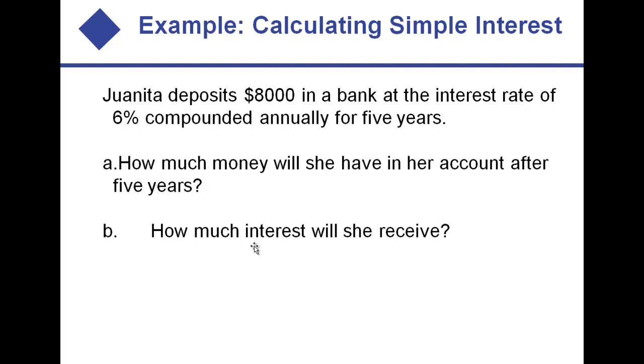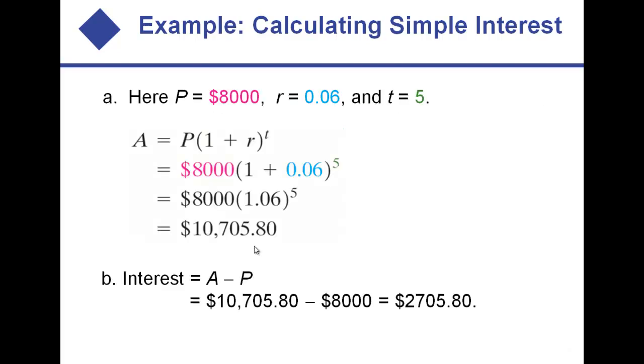So we've got 6% compounded annually for 5 years. How much money will she have in her account after 5 years, and how much interest will she receive? Plug it into this formula, and we get $10,705.80. That's the amount in her account. If we subtract the initial 8,000, we see that she got $2,705.80 in interest for those 5 years.